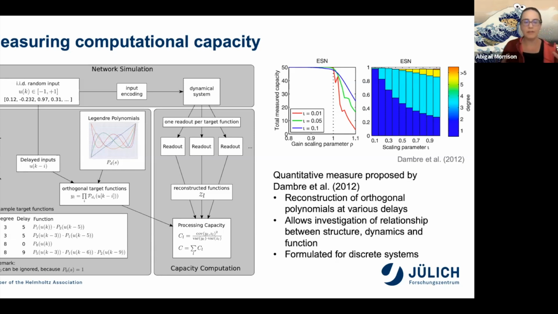So what we do is that we can create all of these functions, starting with the simplest, the lowest degree, the smallest amount of delay, and increasingly increase the complexity and the delay until the system just can't do it anymore. And for each of these target functions, by training a readout for that particular function, we can say how well it reconstructs that, and then we can make a sum of all of these reconstructions, and this gives us something like the total capacity of the network.